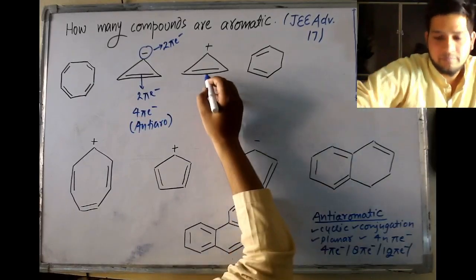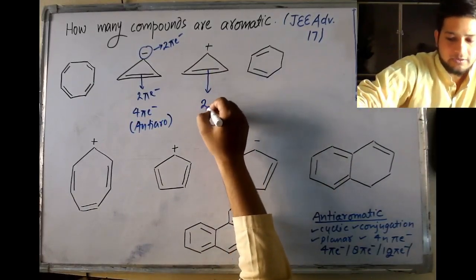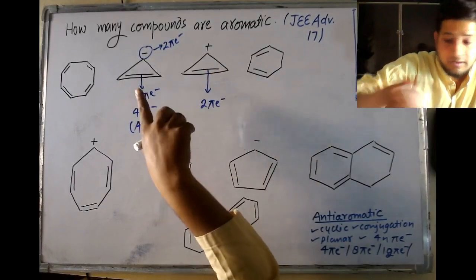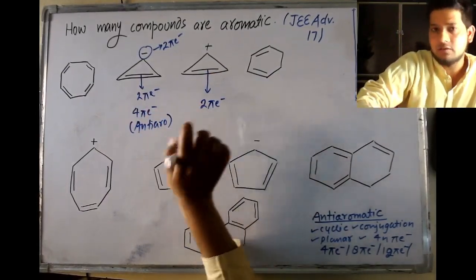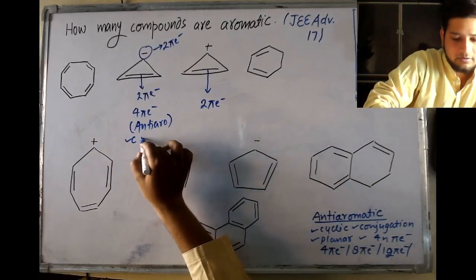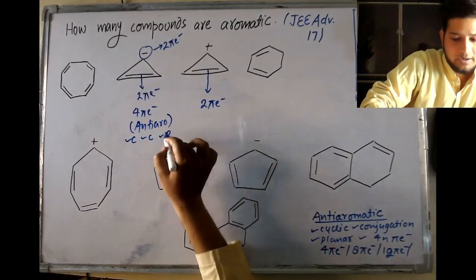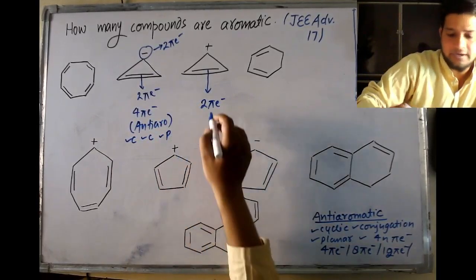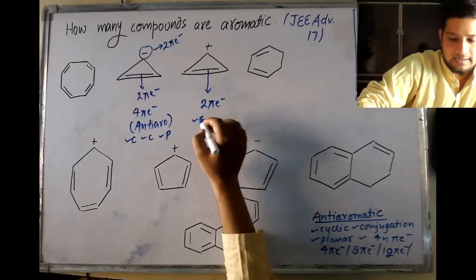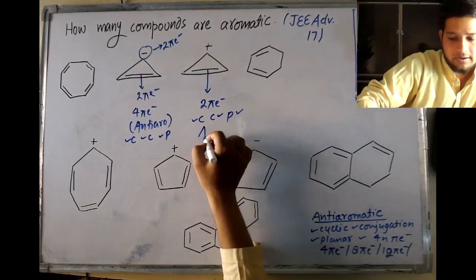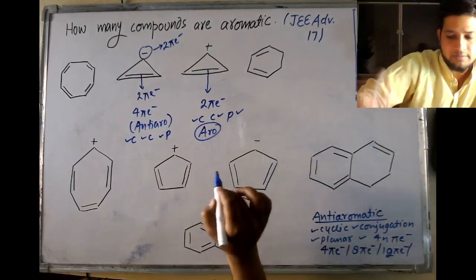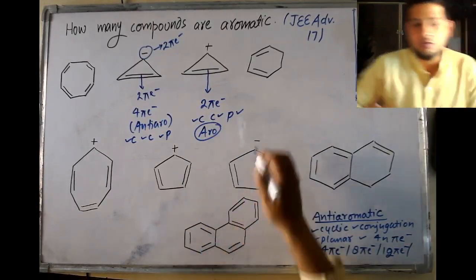Now look here. Again, 2 pi electrons. All the conditions are satisfied in this question. Look, cyclic, conjugation, planar. So no worry at all. 2 pi electrons, cyclic, conjugated, planar. 2 pi, aromatic. So the first one is aromatic.